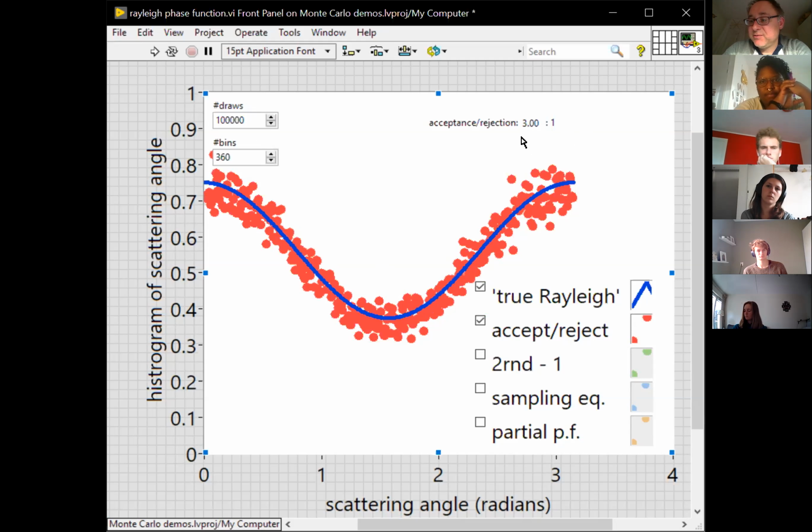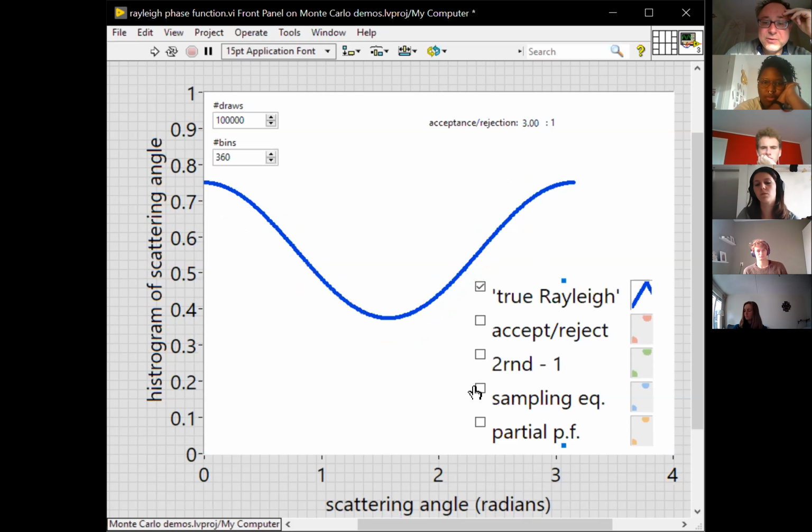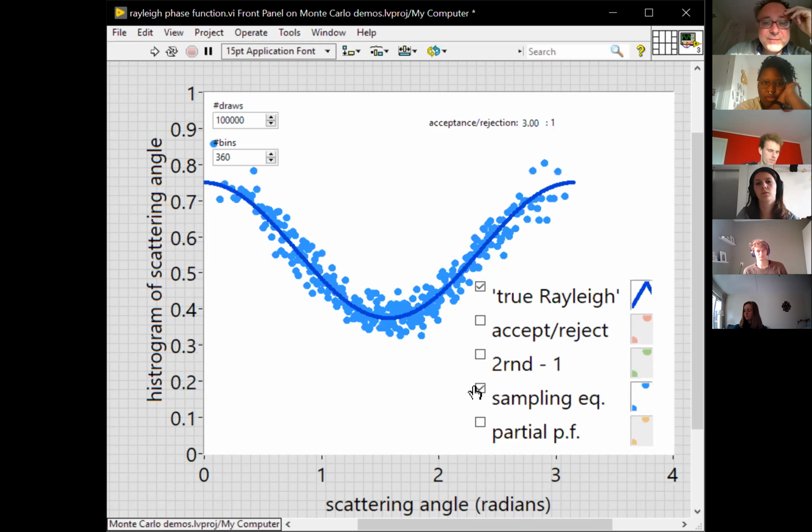Only 75% of the points are actually accepted, so that adds to the overhead of the calculation. Of course, we can use Cardano's formula to sample. That also gives a good result. That also matches the input curve very well.